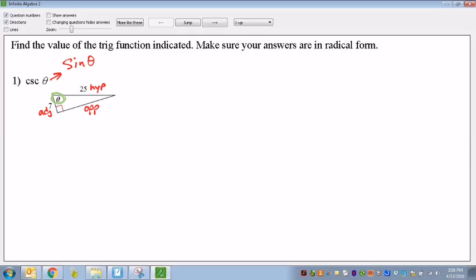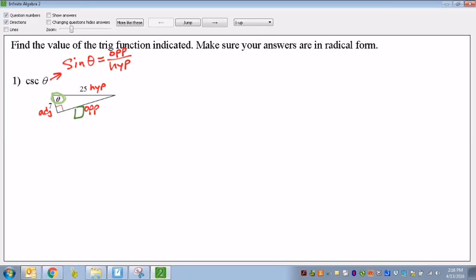To find sine of theta, isn't that opposite over hypotenuse? That's how I find sine. And then, once I find sine, I'm going to flip it over to get cosecant. But notice how in this triangle, I am missing the opposite. I don't know what that is, so I need to find it before I can do this problem.